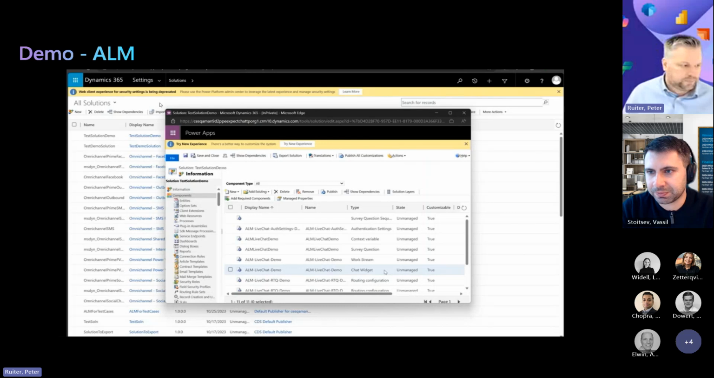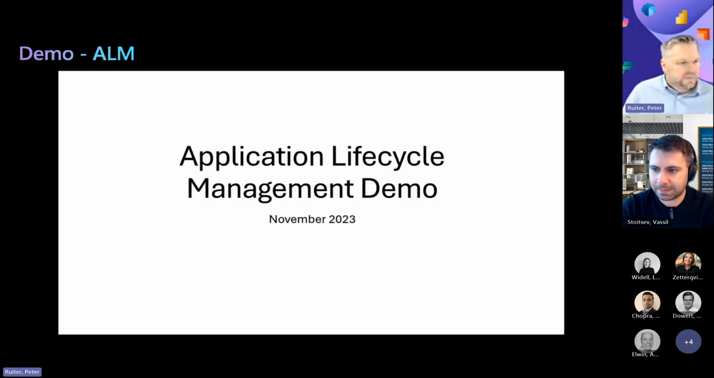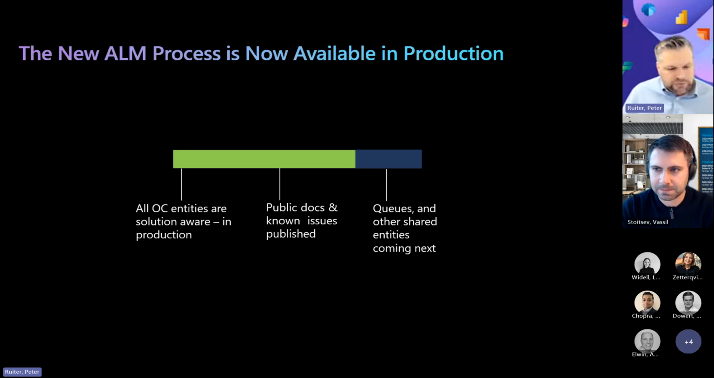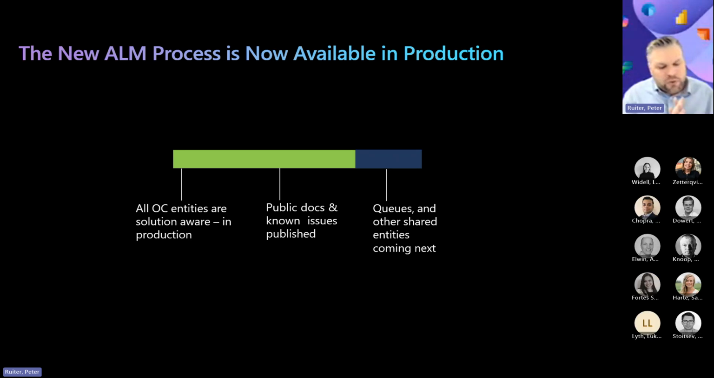Yeah, that's perfect. Okay, today we are going. As I was saying, this is now in production. The thing that you just saw, you can use in production. All of the omnichannel capabilities and entities are now solution aware, but queues. Queues is the final thing. All of the stuff that you saw here is now also live on Learn. There are public docs now. There are some known issues, and those are on Learn as well.